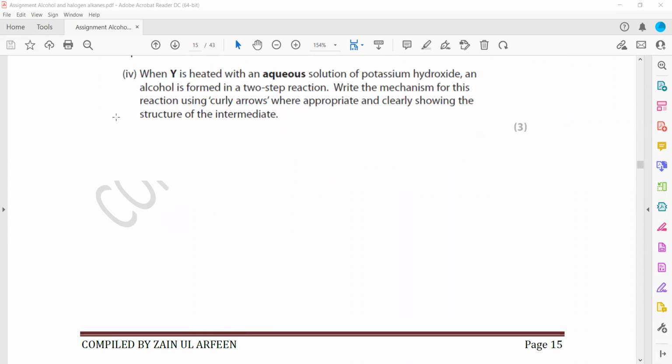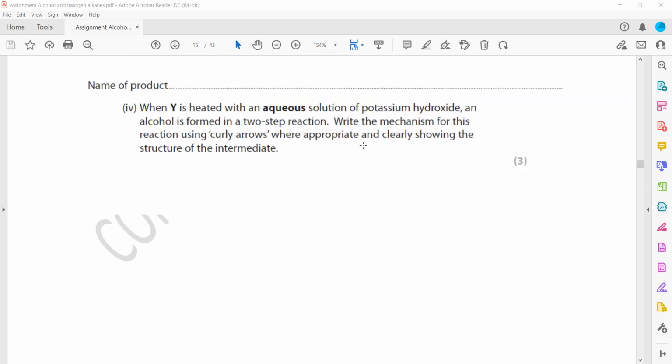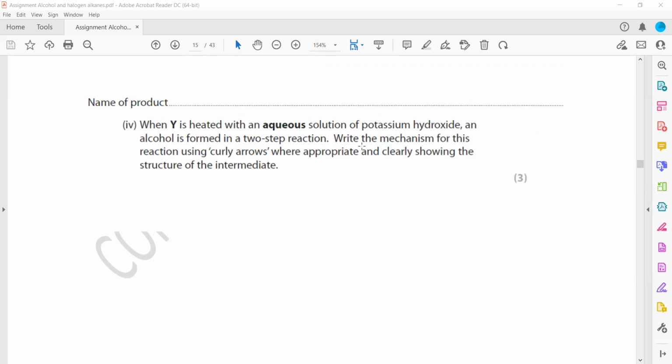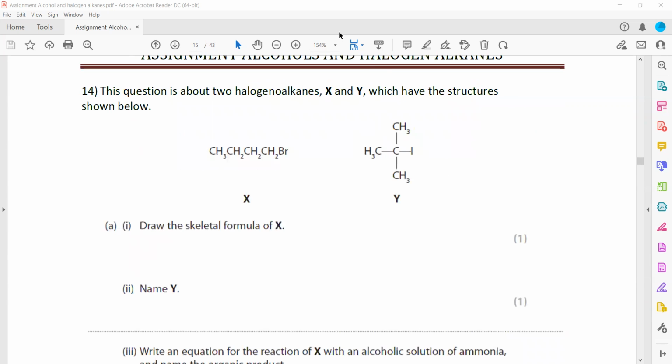The next one: when Y is heated in aqueous solution of potassium hydroxide. So remember, whenever you have an aqueous solution, it means a substitution reaction will occur, and an alcohol is formed in two steps. Write the mechanism of this reaction using curly arrows. So this is a tertiary halogenoalkane. If a tertiary halogenoalkane undergoes a substitution reaction, it will be SN1. First the bond will break, then the bond will form. But if this was a primary halogenoalkane and it undergoes substitution, then it should be SN2, in which the bond breaking and bond forming take place at the same time.